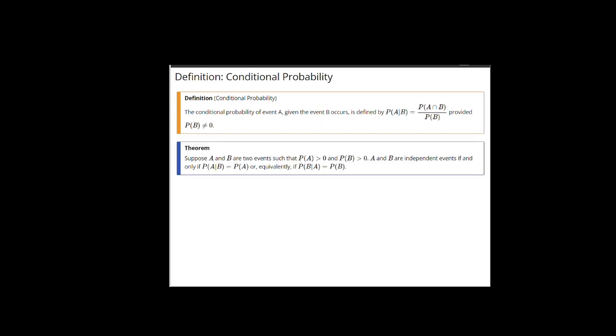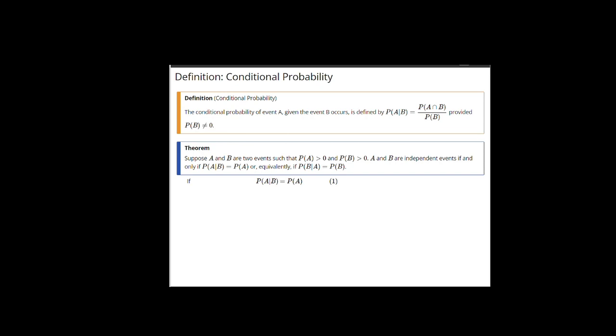Here's a result. Suppose A and B are 2 events, both of which have positive probability, which is usually the case in this course. Then A and B are independent if and only if the probability of A is equal to the probability of A given B. This is another way of saying that if you're told that B occurs, this would make no difference to the probability that you assign to the event A occurring. The unconditional probability of A is the same as the conditional probability of A given B. Equivalently, they're independent, reversing the roles of A and B, if the probability of B is equal to the probability of B given A. Let's verify this result.